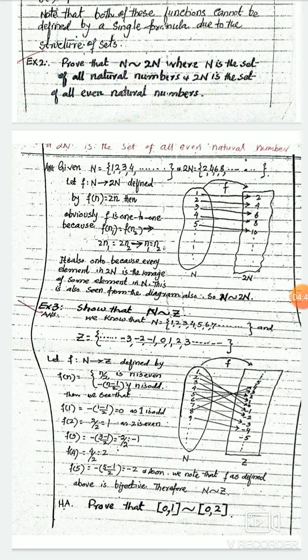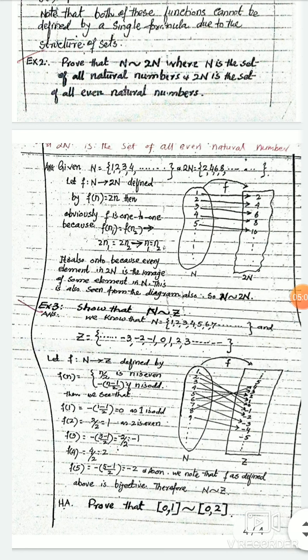Now we show that N is equivalent to Z. So we have N is equal to 1, 2, 3, 4, 5, 6, 7 and so on, and Z is the set of integers. So we define a function from N to Z defined by f of n is equal to n by 2 if n is even, and is equal to minus (n minus 1) divided by 2 if n is odd. F of 1 is equal to minus (1 minus 1) by 2 which is equal to 0 as 1 is odd. F of 2 is equal to 2 by 2 which is equal to 1. So from this relation we proved that this is a bijective function and N is equivalent to Z, which is our requirement.